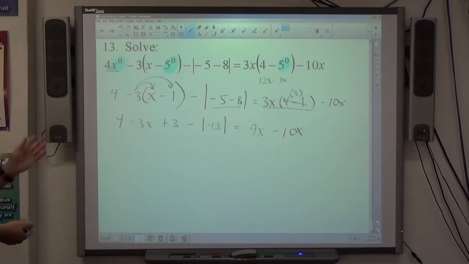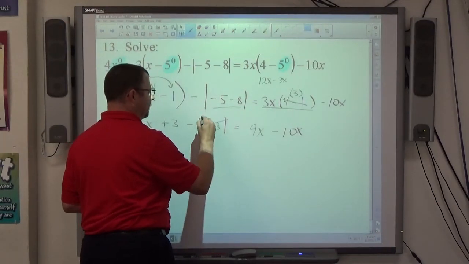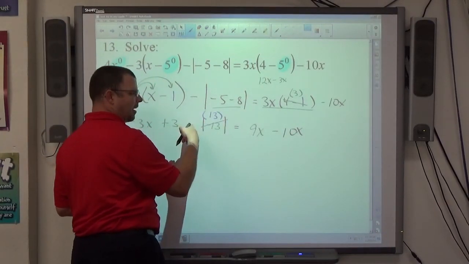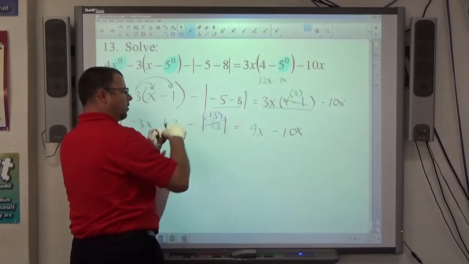What's left to do? I'm going to combine some like terms. Let me deal with the absolute value real quick. The absolute value of negative 13 is 13. That did not affect that minus sign. So that was positive 13 because of the bars. Now it's a minus 13 because of the minus sign.